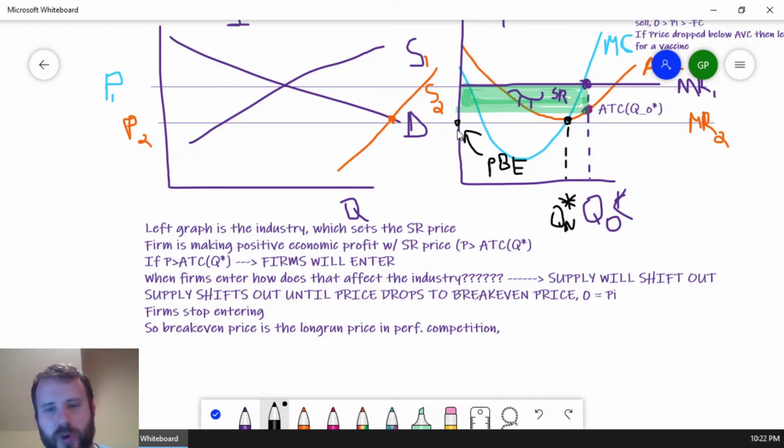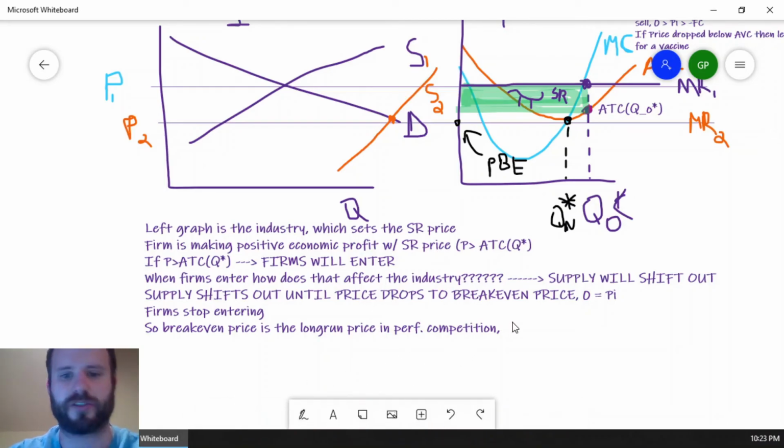Okay, so once price equals break-even price, profits go down to zero. So you have normal economic profits. And by profit going down to zero, I'm not saying you don't make any money. You make money, but you're not making enough money to justify additional entrants, and you're not making too little money to justify leaving the industry. Okay, so this is your long run price. It's equal to your average total cost.